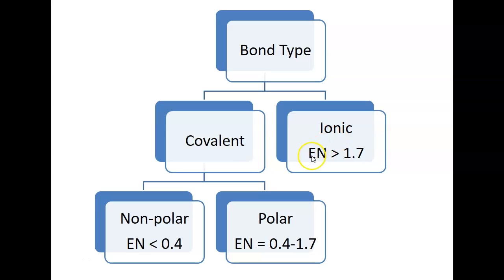An ionic bond is when the electronegativity difference between two atoms is really big, above 1.7. Okay, but within covalent, when they're sharing electrons, you can have a nonpolar bond, which is low electronegativity, or a polar covalent bond. So it could be nonpolar covalent or polar covalent. And polar is kind of in between nonpolar and ionic.